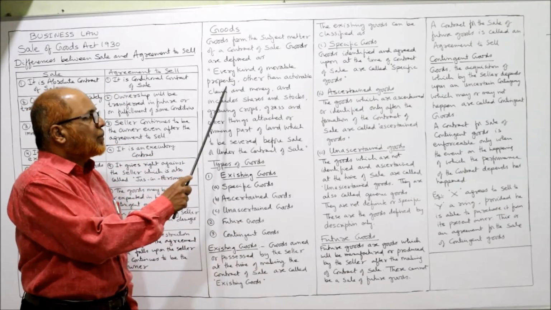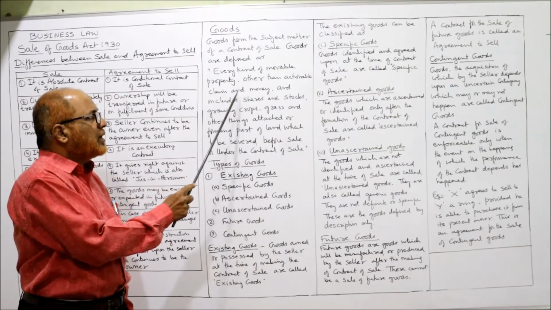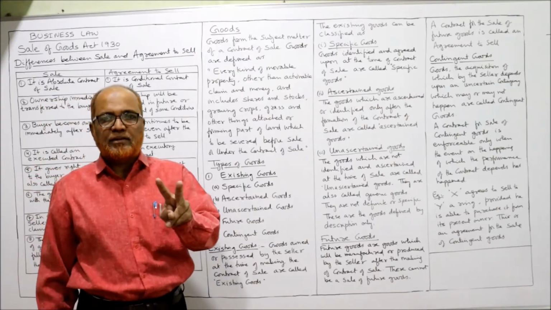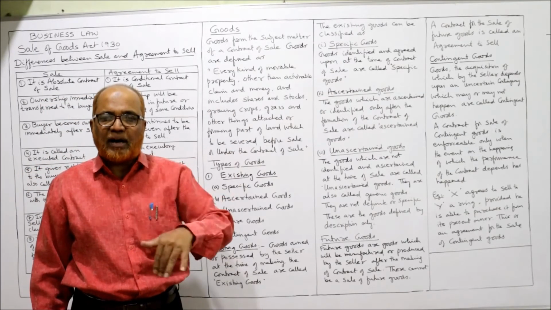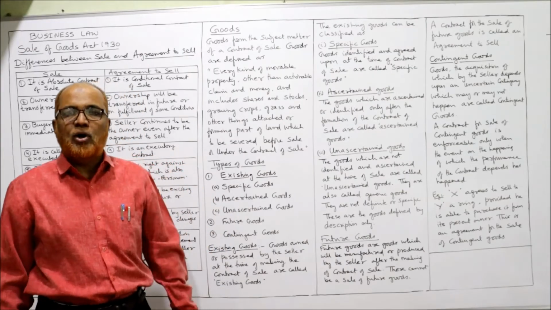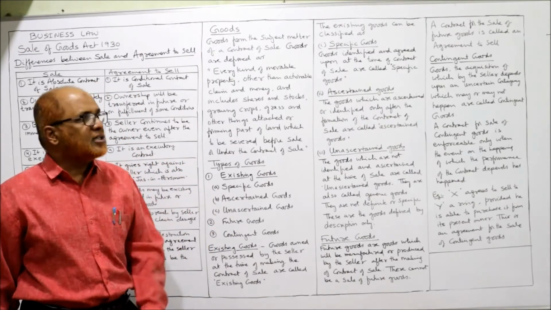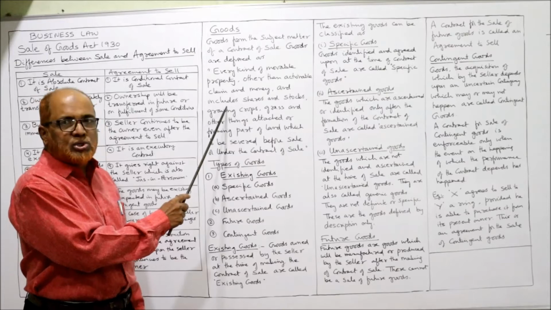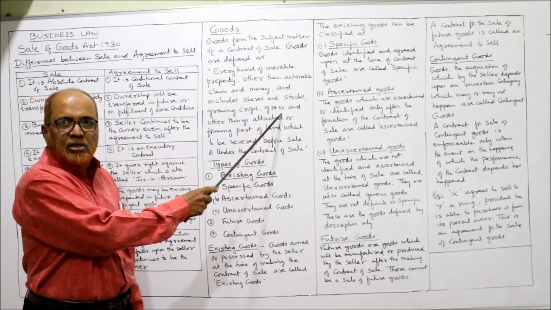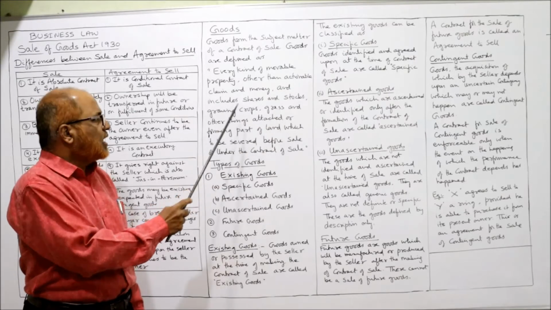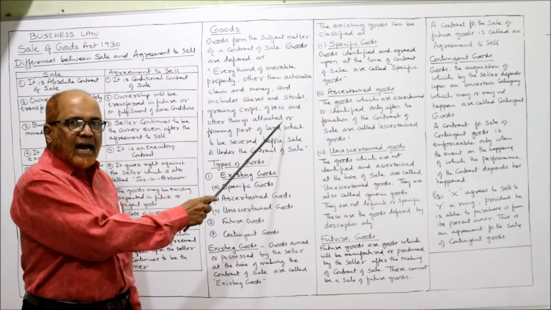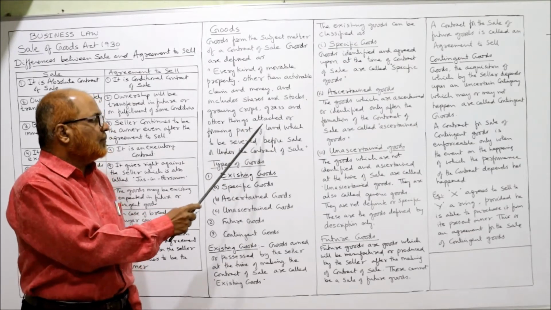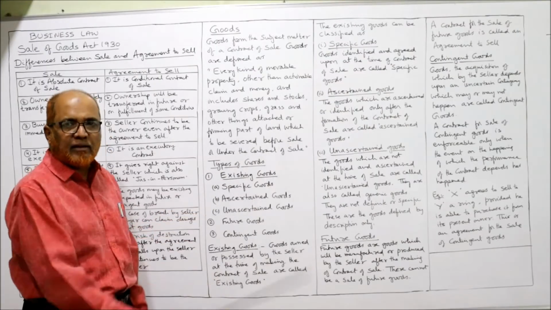Every kind of movable property other than actionable claim and money. Two things you have to exclude. Actionable claim, that means an amount due from another person, that is an actionable claim, or money, that is not goods. And it includes shares and stocks, and growing crops, grass, and other things attached to or forming part of the land.